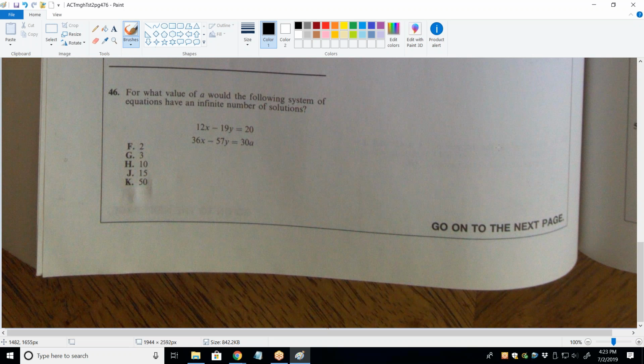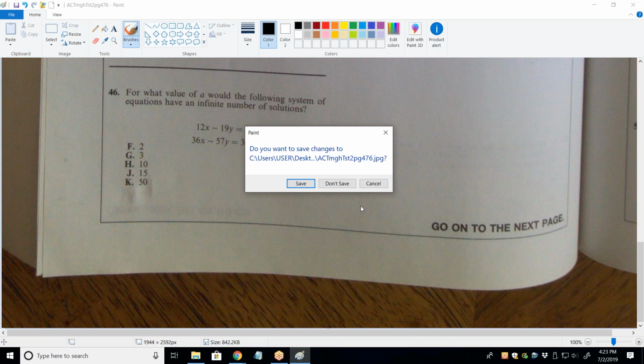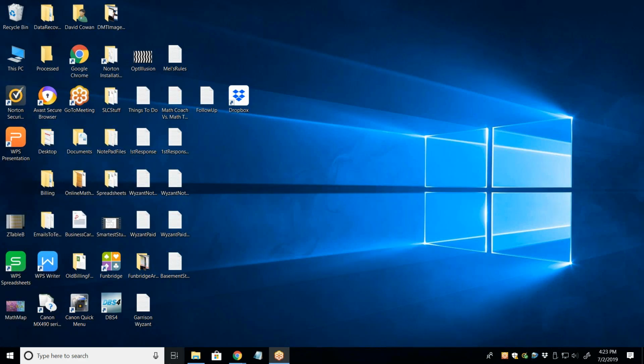So what are we looking for? We are looking for... What gives you an infinite number of solutions? Okay, so if they are both the same equation, they're going to be in a ratio of each other. Okay. Based on 12x and 36x, it looks like it is a ratio of 3, which means that A would have to be 2. That's to get C. That's it. No, that was perfect reasoning. Oops.